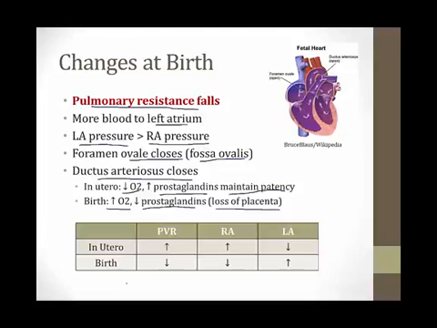So at the bottom of the screen, I've highlighted the key physiologic changes between in utero and at birth, and these are very high yield for you to know for Step 1 of your boards. So the resistance to flow through the lungs, the pulmonary vascular resistance, is very high in utero but falls at the time of birth. The pressure in the right atrium is very high in utero.